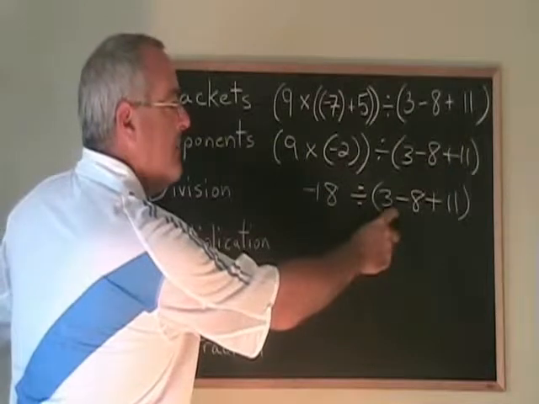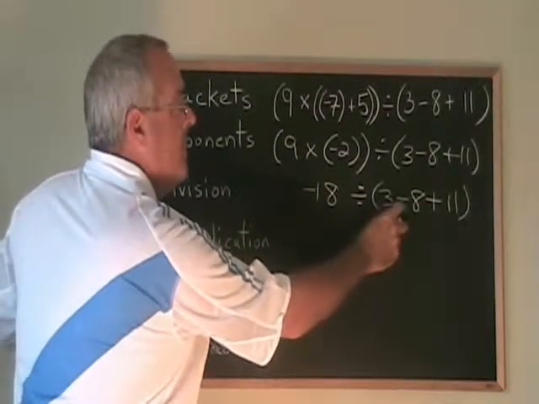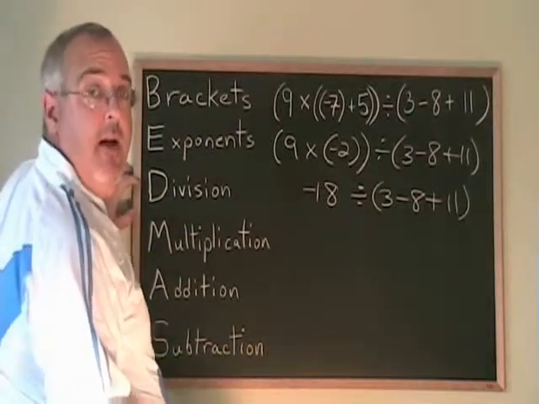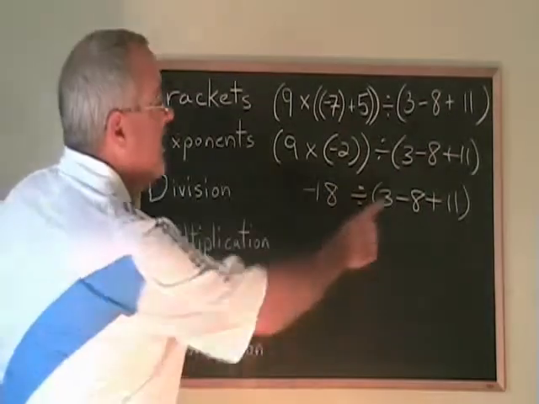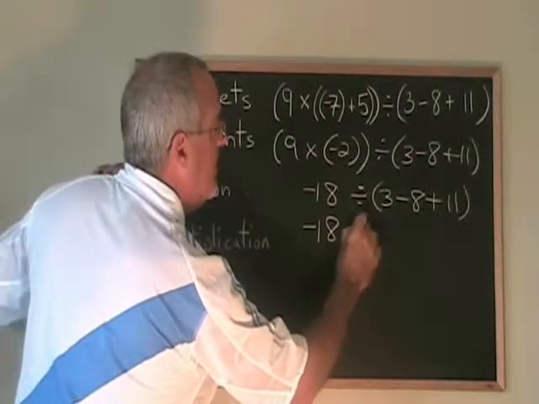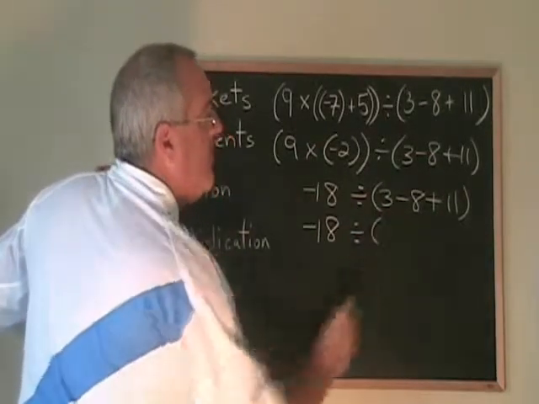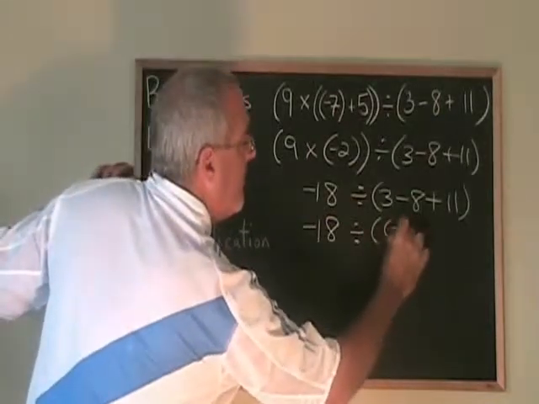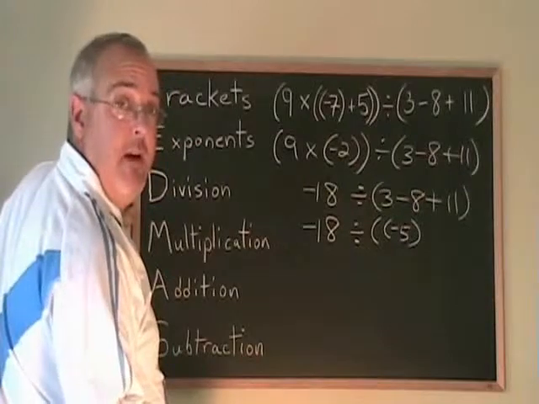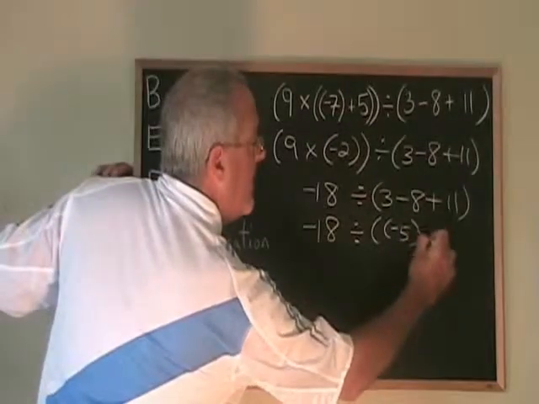Inside this bracket, I have 3 minus 8 plus 11. The minus and plus are in a tie, and I do the leftmost one first. So I'm doing 3 minus 8 first. I copy down -18 divided by. 3 minus 8 is -5. Again, I'm writing that in a bracket just so that I can see my negative sign better. And I copy down the plus 11.